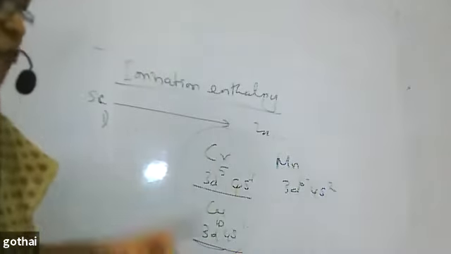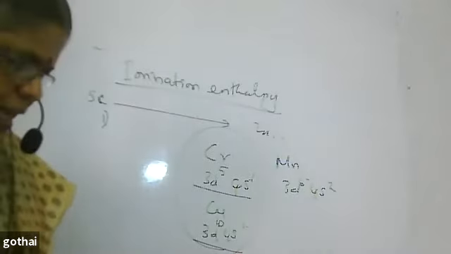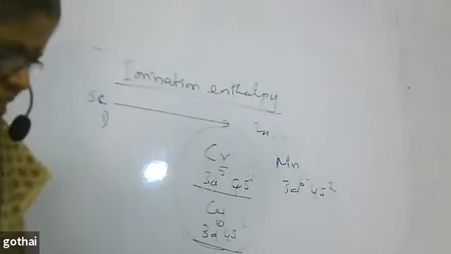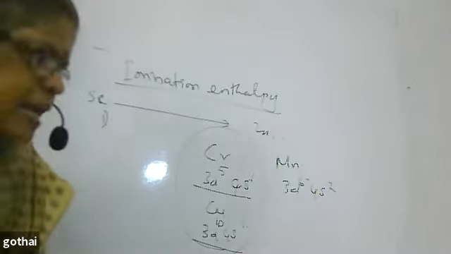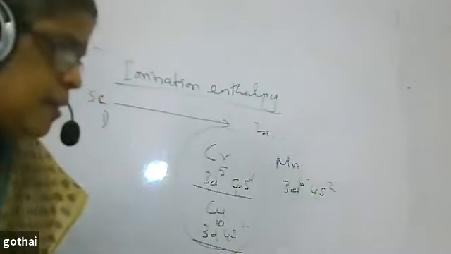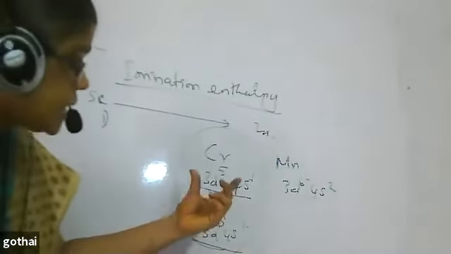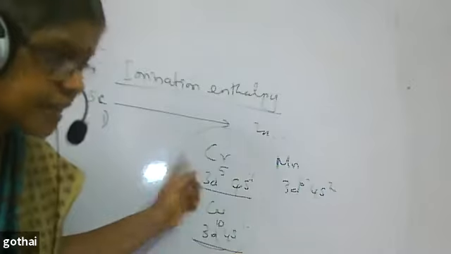Now, otherwise, if you want to go by the book, I can say the second paragraph. You can say that the irregular trend in the first ionization enthalpy of the 3d series is due to, they are telling that when one electron is removed from the outermost shell, there is an alteration in the energy between the 3d and 4s orbitals.